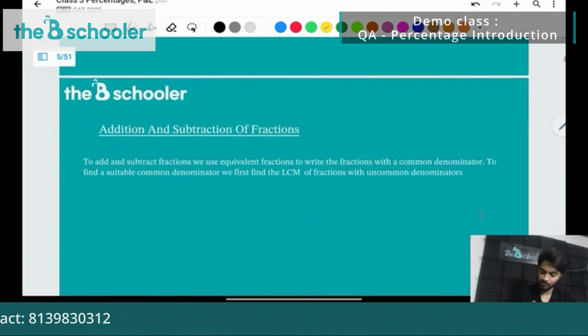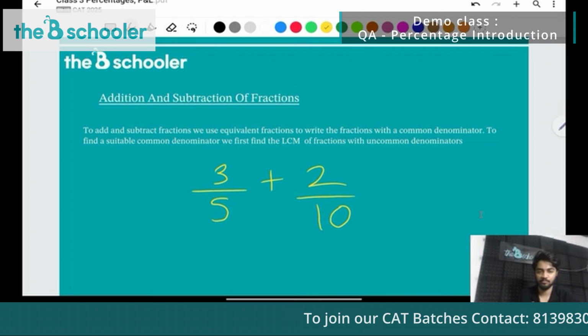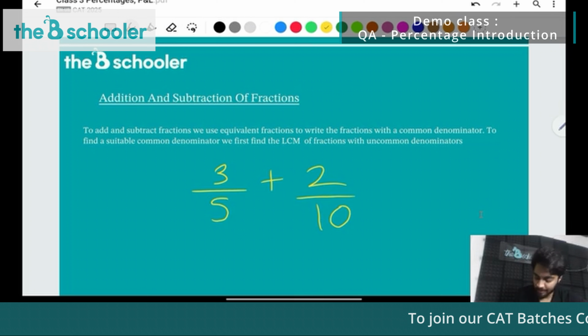Okay, let's go into how we add or subtract fractions. Let's say you have 3 by 5 plus 2 by 10. To add fractions, the basic thing you need is that the denominator has to be the same. So for the denominator to be the same, what I can do here is make this 5 into 10 by multiplying by 2.